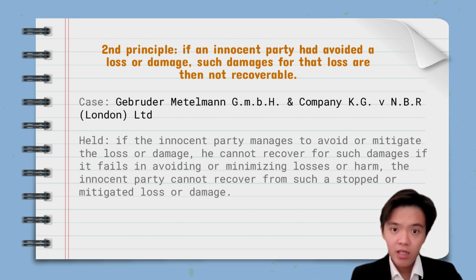if the innocent party is successful in preventing or mitigating the loss or damage, he cannot be awarded damage for such losses or damages if the innocent party is unsuccessful in preventing or mitigating the loss or damage. Last but not least, if such party by taking a reasonable step to avoid or mitigate the loss or damage incurs further loss or expense, the innocent party may recover the amount of money spent.